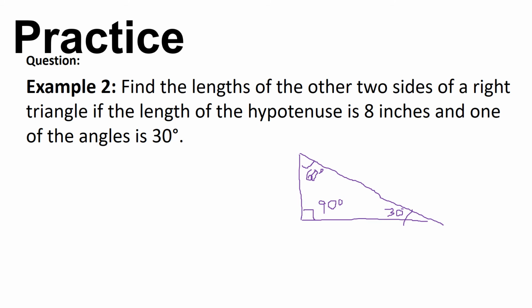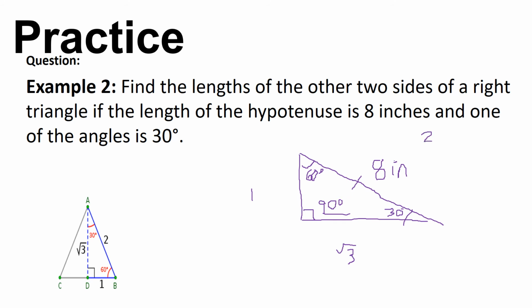So the given is the hypotenuse is 8 inches. The hypotenuse is the longest side, the side opposite the 90-degree angle. So the ratio for a 30, 60, 90 triangle follows 1 is to square root of 3 is to 2. That is 1 for the side opposite to the 30-degree angle, square root of 3 for the side opposite to the 60-degree angle, and 2 for the side opposite to the 90-degree angle.